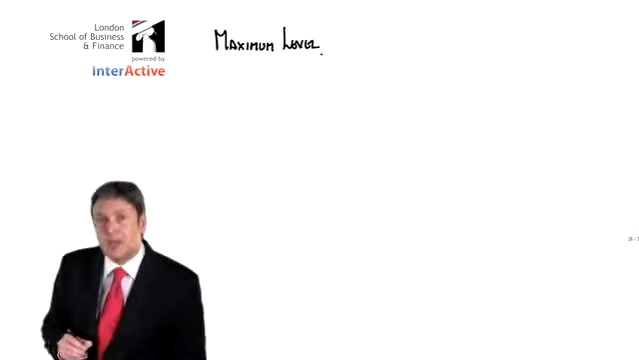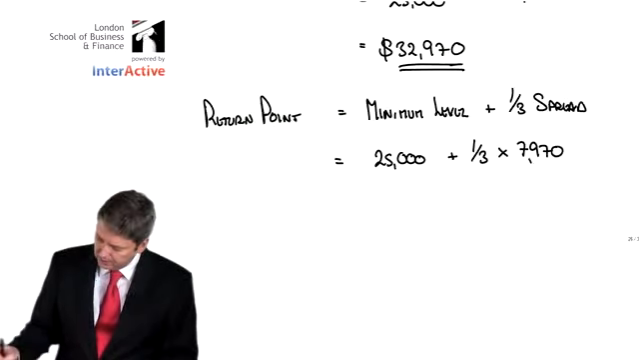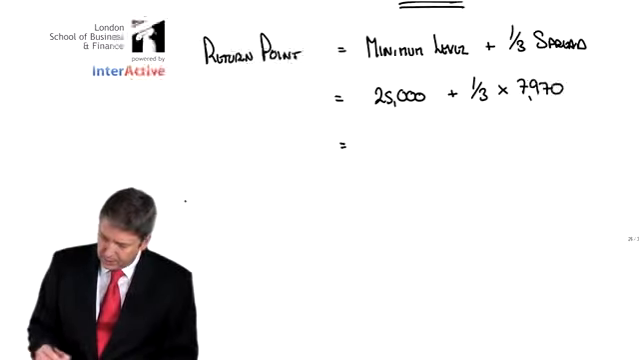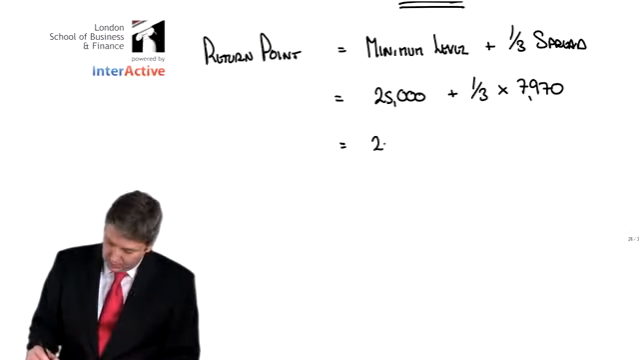Another point that the examiner may ask is the return point. Remember, what we said was we would start with our minimum level. That has to be given. Plus 1/3 of the spread. So we have $25,000 plus 1/3 multiplied by a spread. What was that? 7970? And that means that the return point is 27,657.